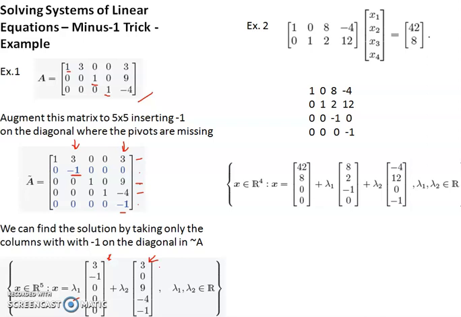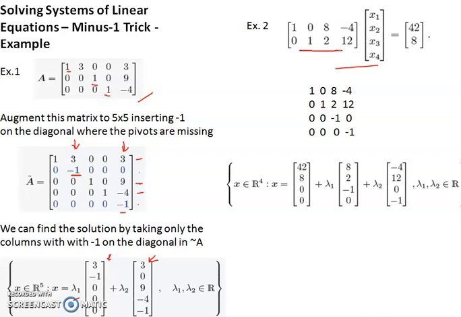This is the same solution you would get in the previous example that we have discussed earlier. You can just check it with the previous example. And one more example we have discussed in reduced echelon form. In that case also you can apply this -1 trick.